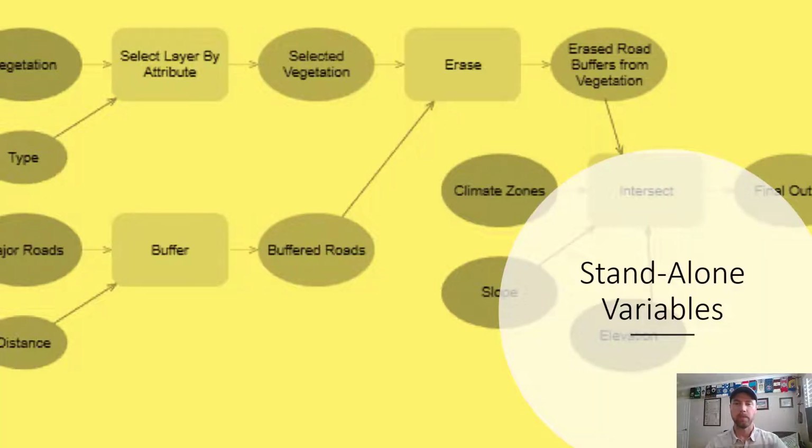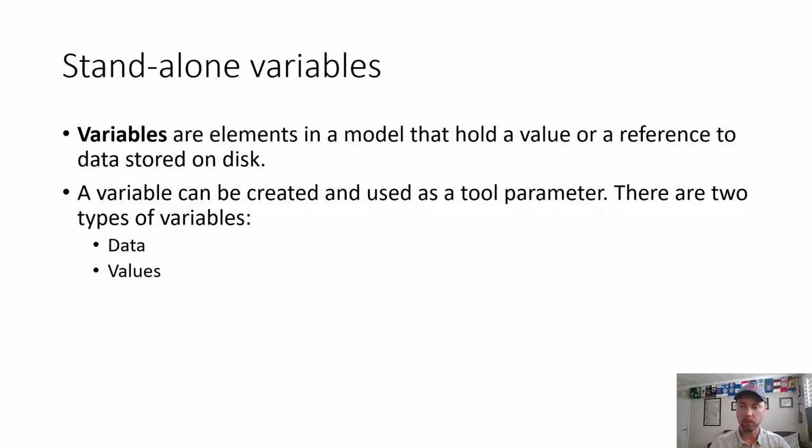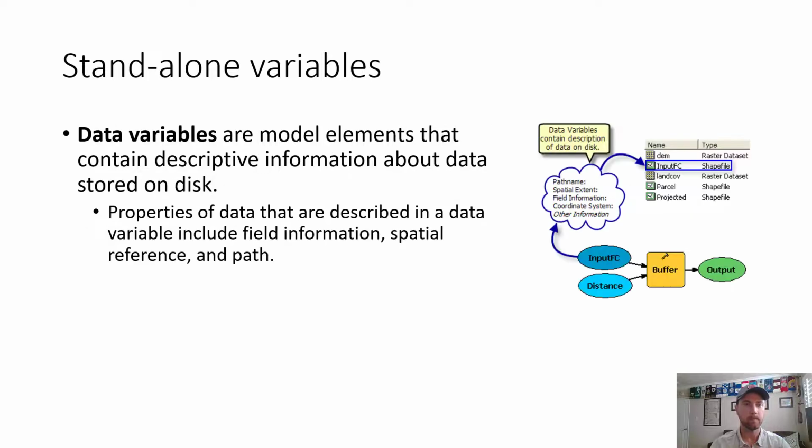All right, standalone variables. What are those? So standalone variables are elements in a model that hold a value or a reference to data stored on a disk, so stored locally or stored in an enterprise environment. A variable can be created and used as a tool parameter. There are two different types of variables: data variables and value variables.